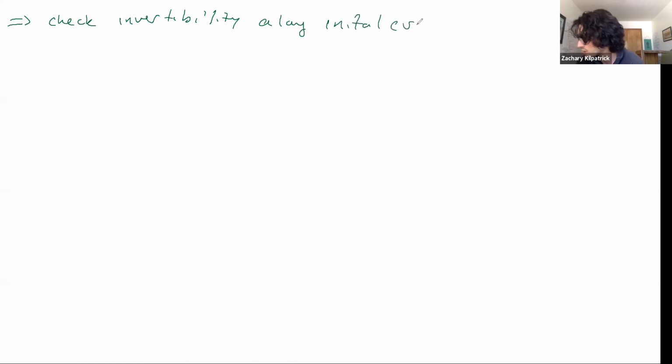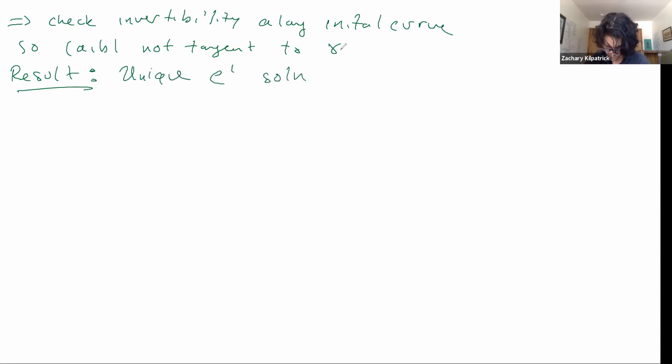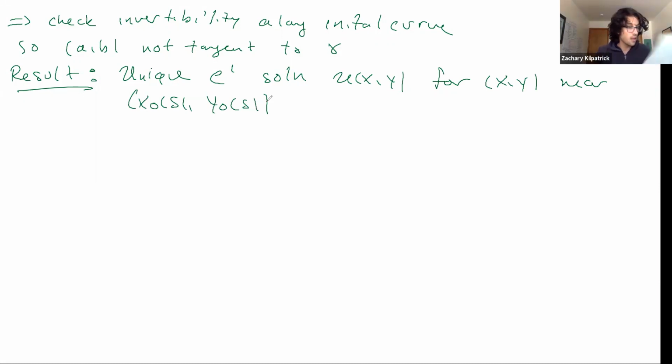So let me just make that remark. We check invertibility along the initial curve so that A and B are not tangent to gamma, that initial data, okay? And the result at the end of the day is that we have a unique C1 solution, U of xy, for xy near the initial data. Okay. That's what this method promises us. Okay. So questions about that?